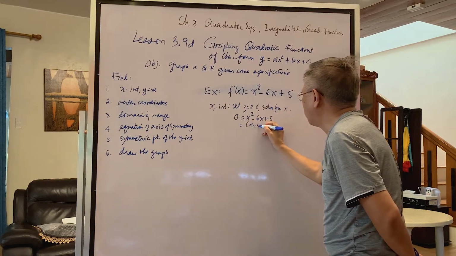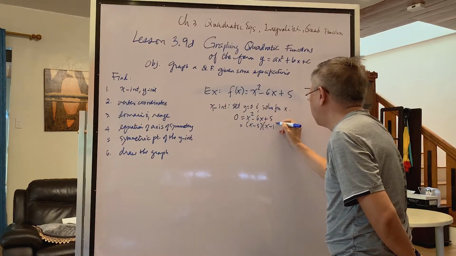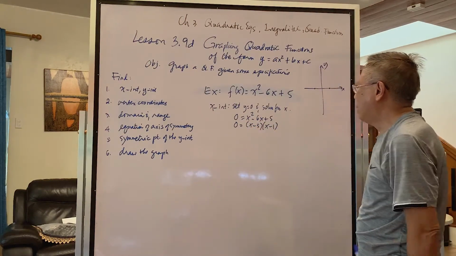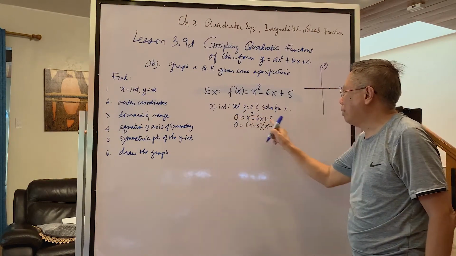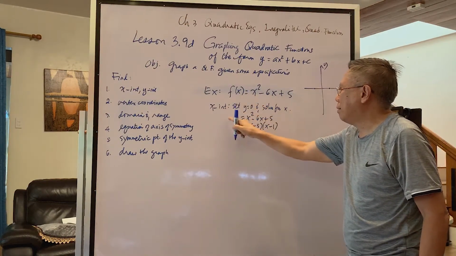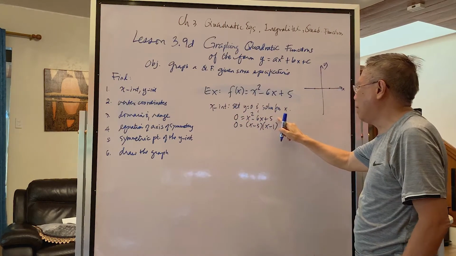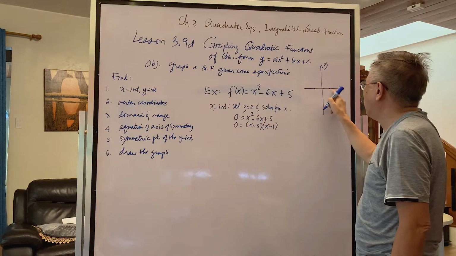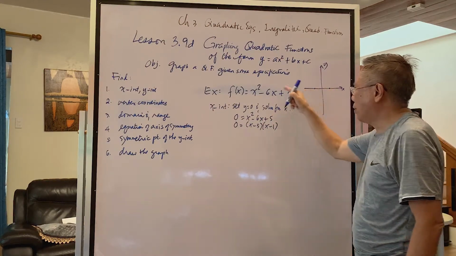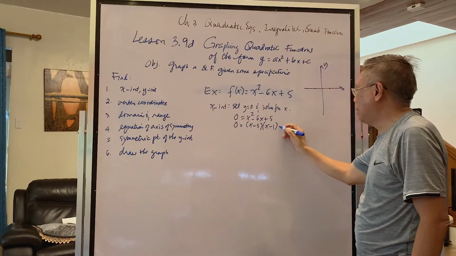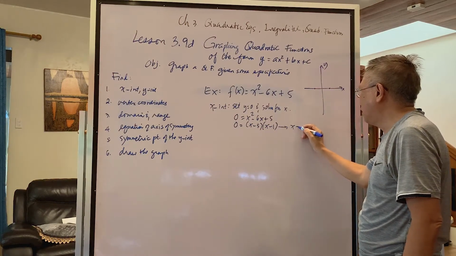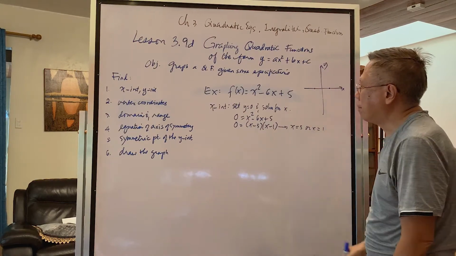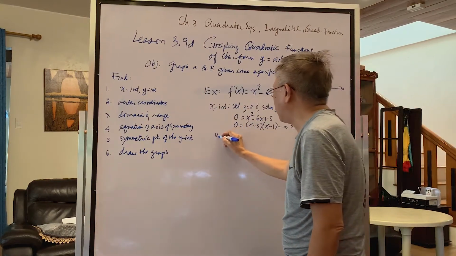And this is factorable as x minus 5, x minus 1. Note that this is the quadratic equation. When you set this f of x to 0, that's actually the quadratic equation that you're familiar with, and it describes the x-intercepts of your graph. And by the zero product property, you get x equals 5 or x equals 1. That's the x-intercept. Now, what about the y-intercept?